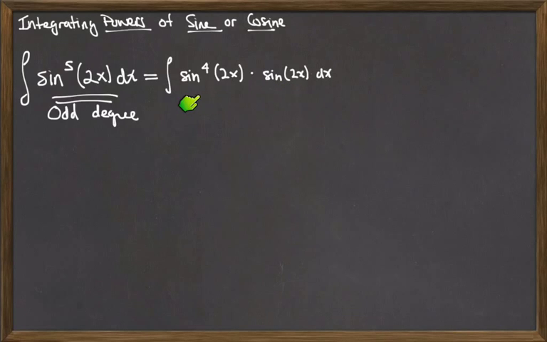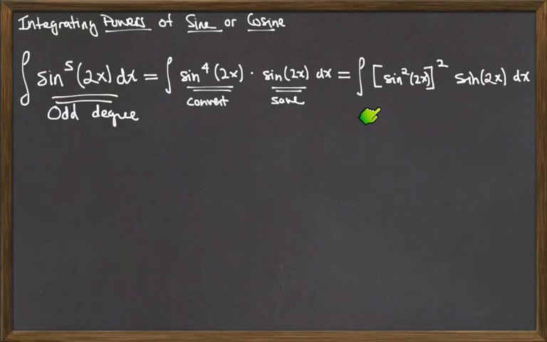The even portion here we will convert to cosine squared in a moment. This extra one here that I've pulled off to the side, I'm going to save as a derivative of cosine for a substitution. In order to convert this factor first, what I'm going to need to do is convert it to cosine squared, and I'll write it as sine squared squared. So sine to the fourth is sine squared and then squared again. I've still got my extra factor of sine here separated to the side.